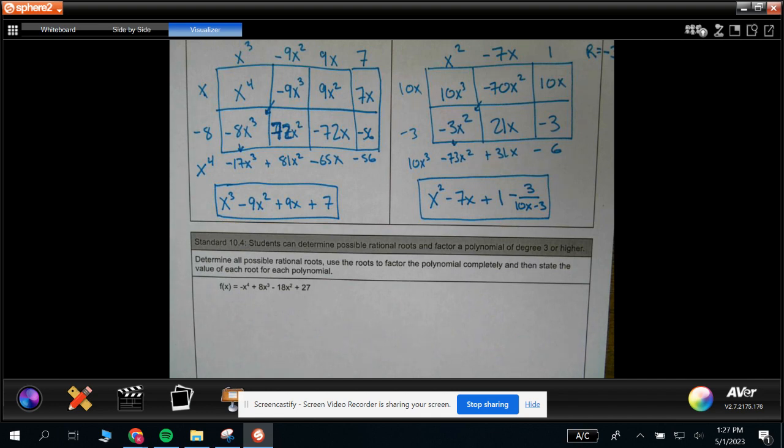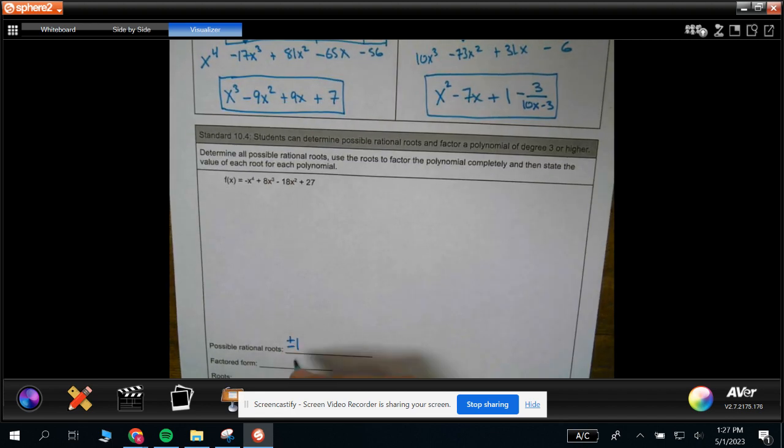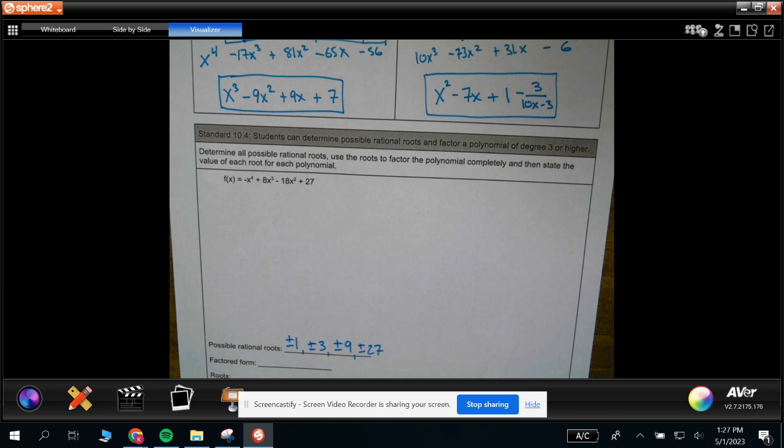For this, I have to look and say, okay, what are the factors of 27? What are the numbers that multiply into 27? Those are plus or minus 1, plus or minus 3, plus or minus 9, and plus or minus 27. Now that's a lot of roots to check. I don't know if we really want to check that many. How do we check it?